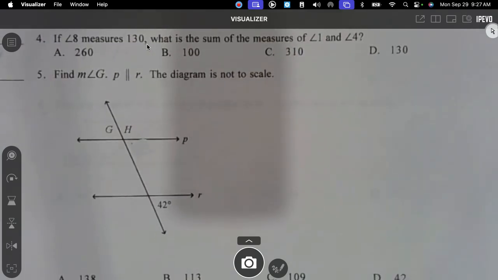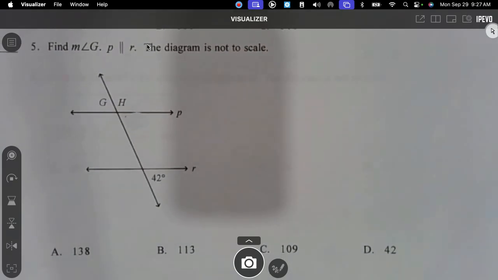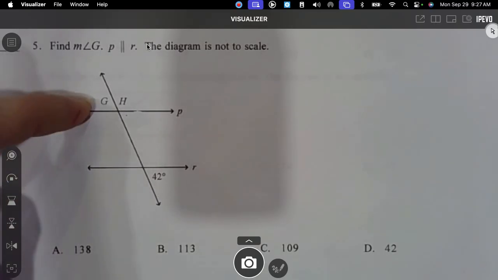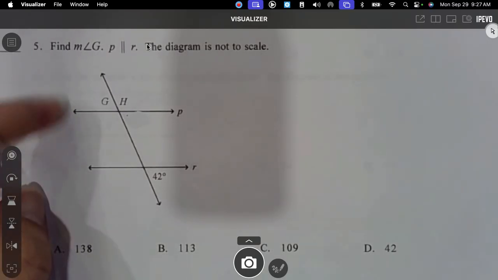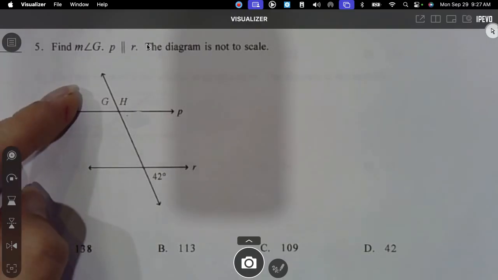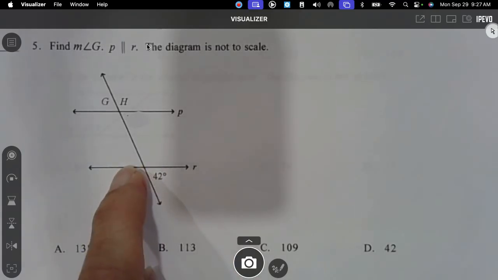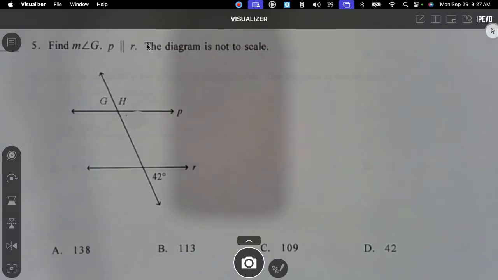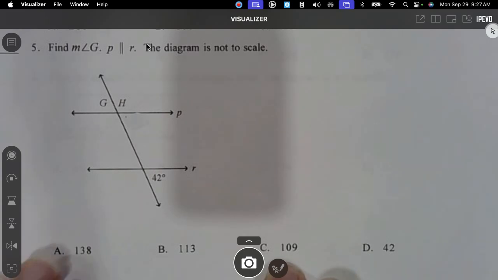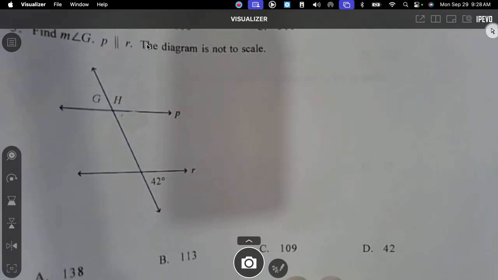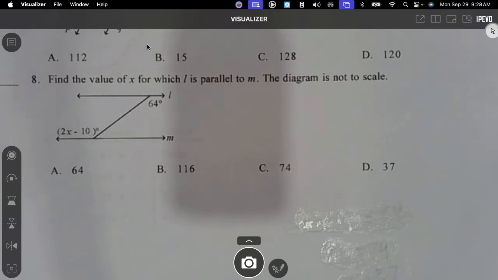Read. Okay, number 5, it says, these 2 lines, P and R, they're parallel. So what is the measure of angle G? So we got to go back. Okay, this is something I know. This is 42, and this is 42. So what is the measure of angle G? 42. Angle G is also 42. You have to know some of the angles equal or they add to 180. You have to know what one to do. Do you subtract from 180 or do you set them equal?